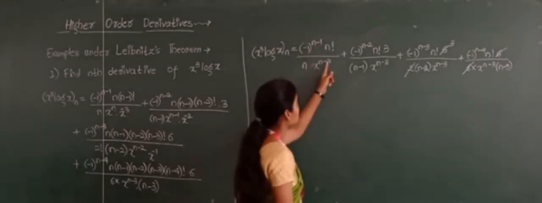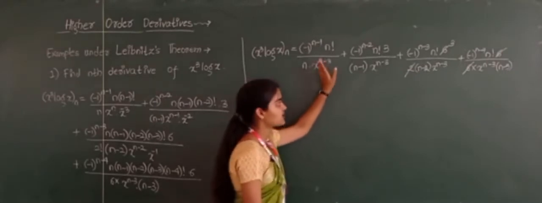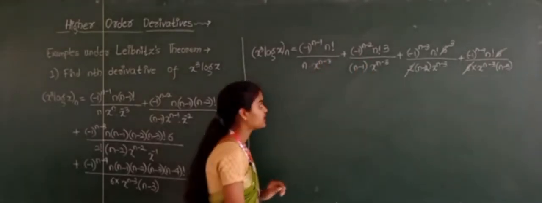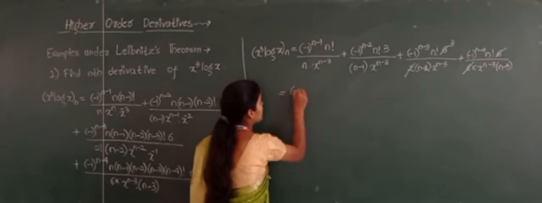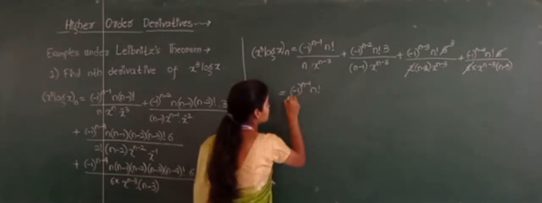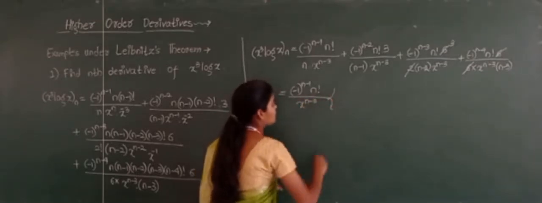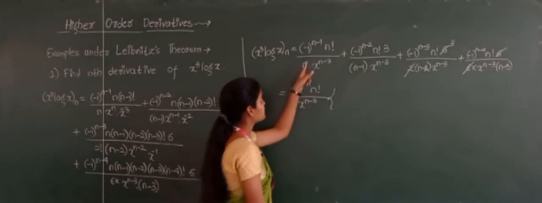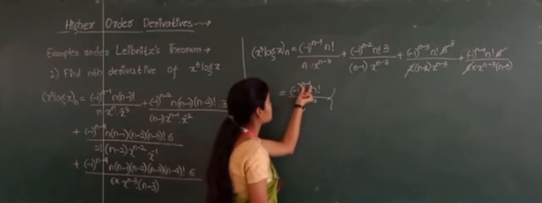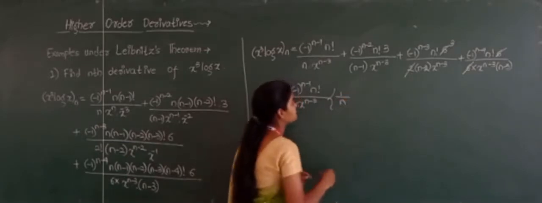as common, even this n factorial and also x raised to n minus 3, that is common in every term. So let us take that to the outside. We get minus 1 raised to n minus 1 n factorial divided by x raised to n minus 3. Okay, in the bracket what is left? See, minus 1 raised to n minus 1, that is already taken outside. So remaining is 1 by n.